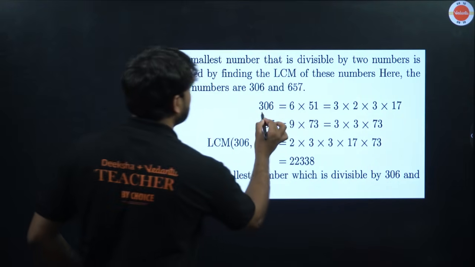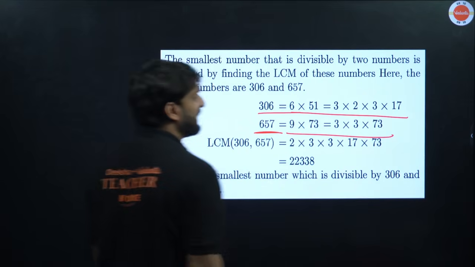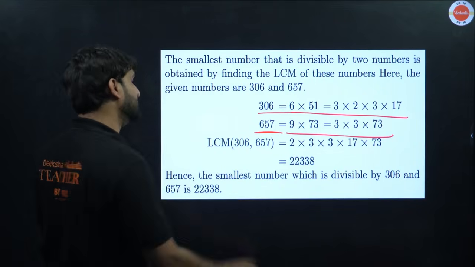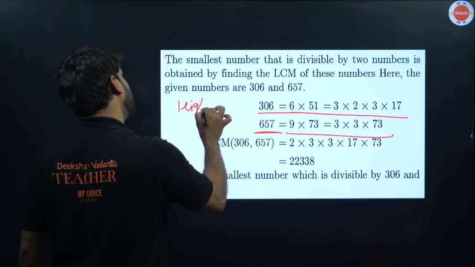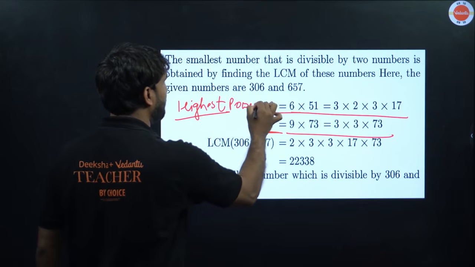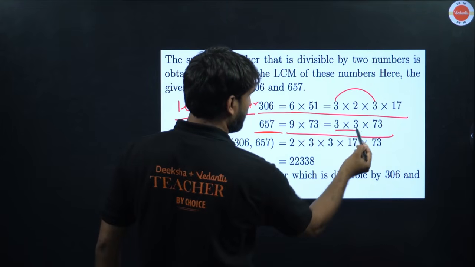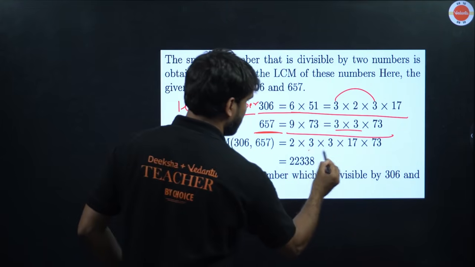So by taking the prime factorization of this, we are getting this number, and for 657 we are getting this prime factorization. You know LCM. In LCM we always take highest power of common factor. Highest power of common factor. So here is 3 to power 2, and here is 3 to power 2. So 3 to power 2 is common. So we are taking 3 to power 2.